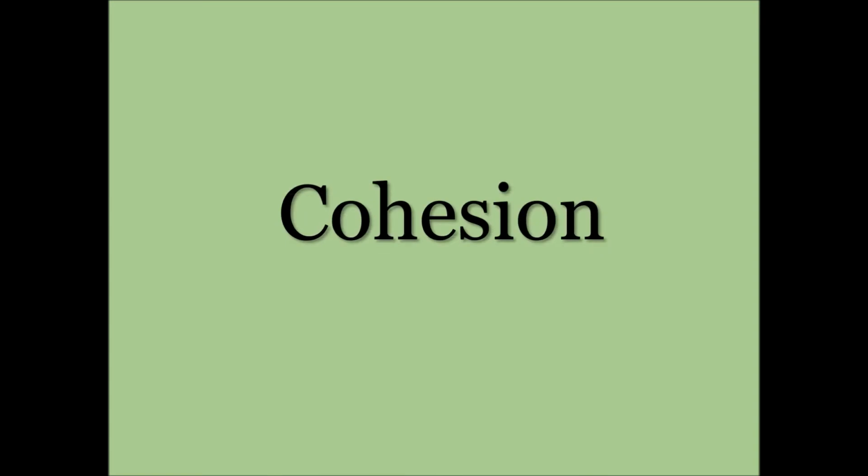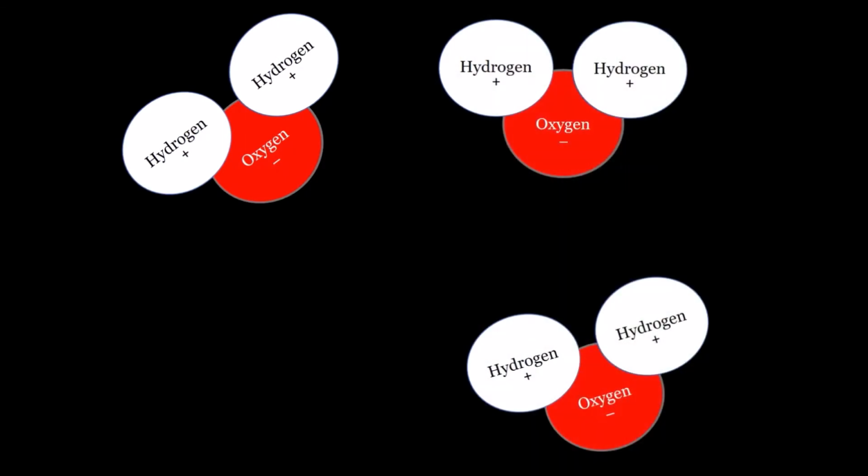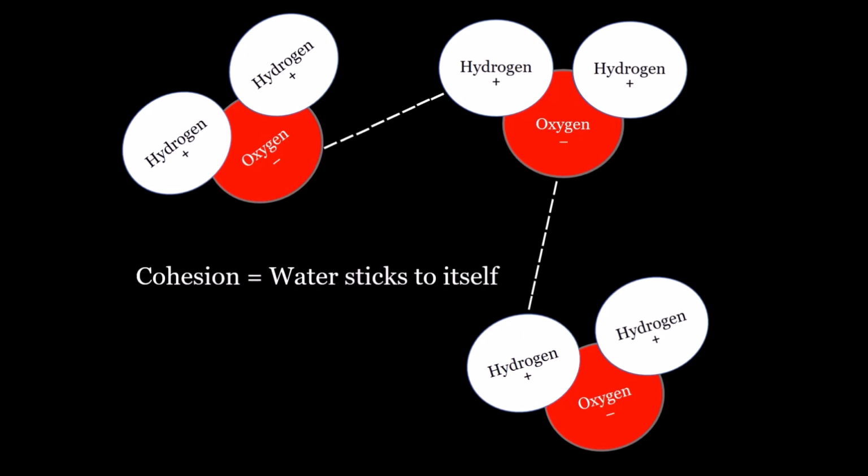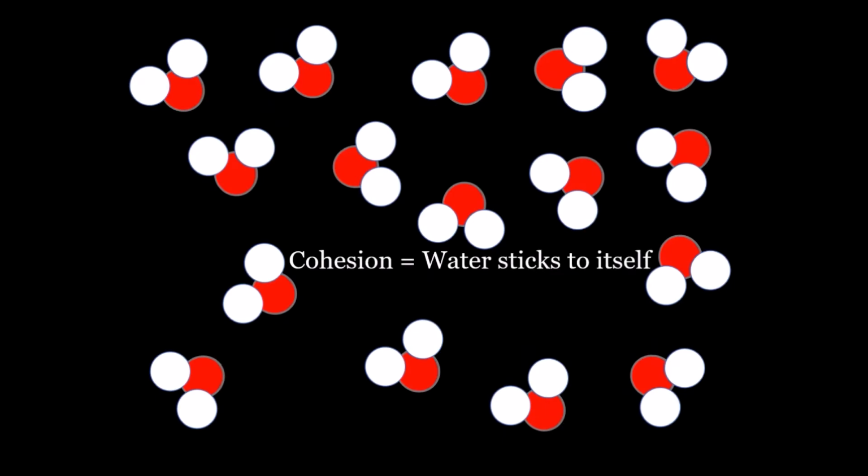The reason we can see water is because of the first property we are learning about today, cohesion. Cohesion means that water is attracted to water. This means that our tiny water molecules stick together, and they do so in such large numbers that they become visible to the naked eye.